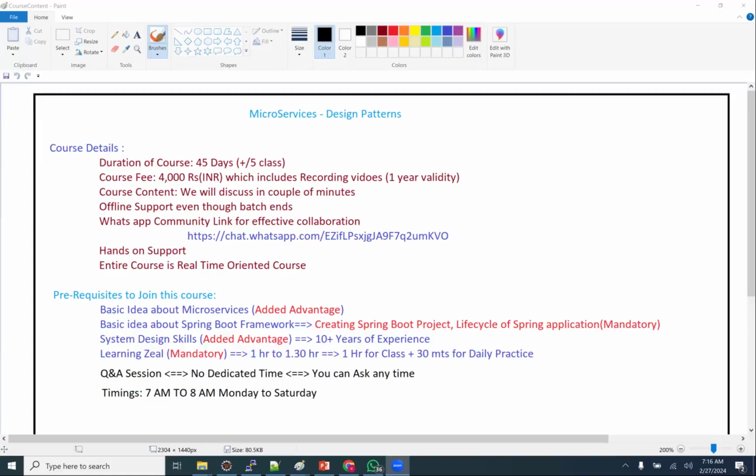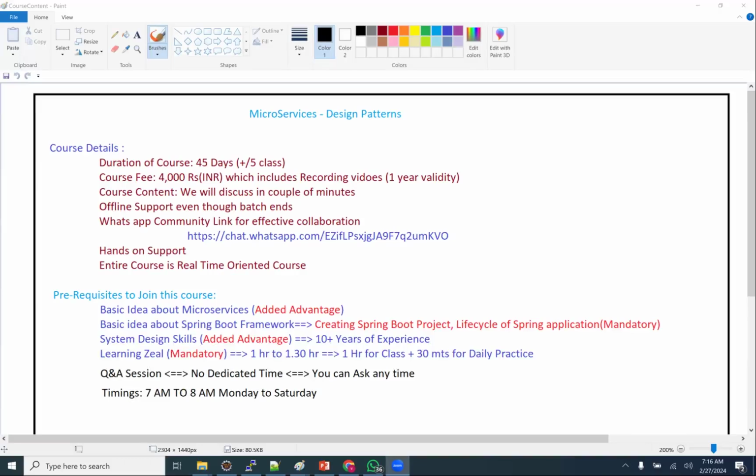Okay, and also a WhatsApp community for effective collaboration. Nowadays collaboration is a very important point, right guys? So you can stay tuned for updates and everything in the WhatsApp group, which is already given in the chat window.